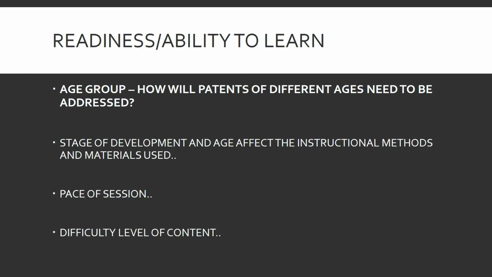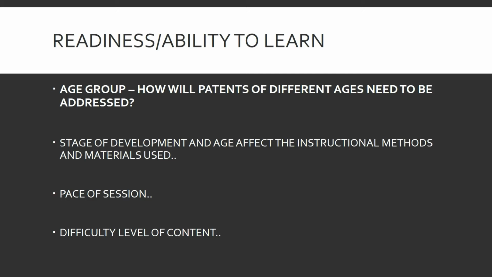The stage of development and the age are going to affect the different instructional methods and materials used. If you're teaching a young child, you might use pictures and toys to teach them. Whereas if you're teaching an adult, you wouldn't necessarily need to use toys. If you're teaching an elderly patient, you might have to use bigger type on your words, like if you have a pamphlet. You might need something if they have hearing loss. That all goes into effect.